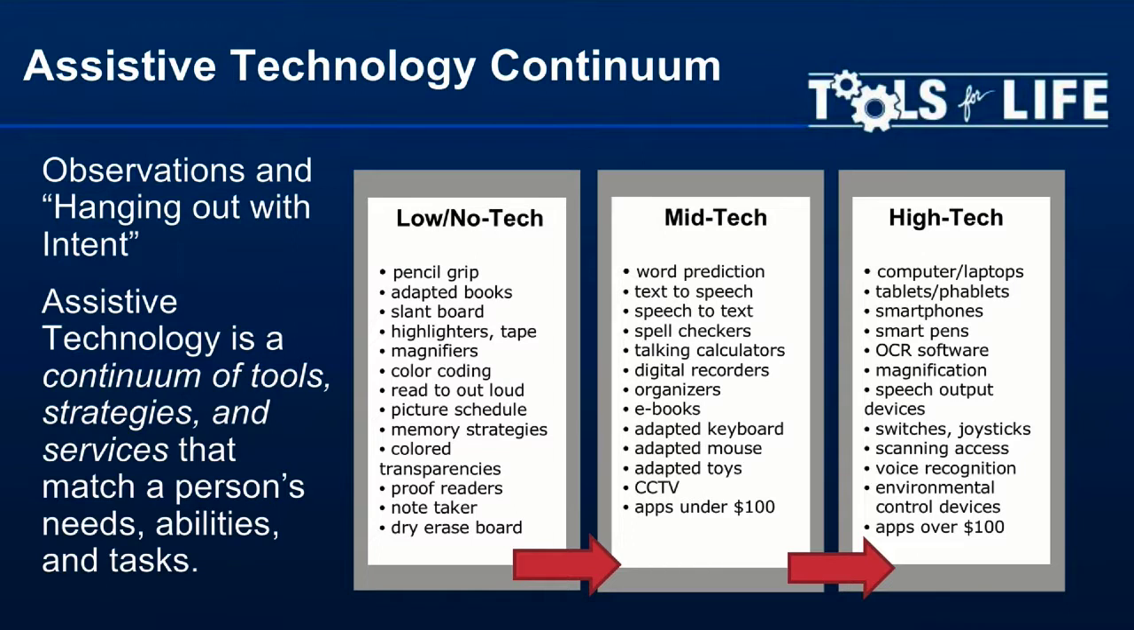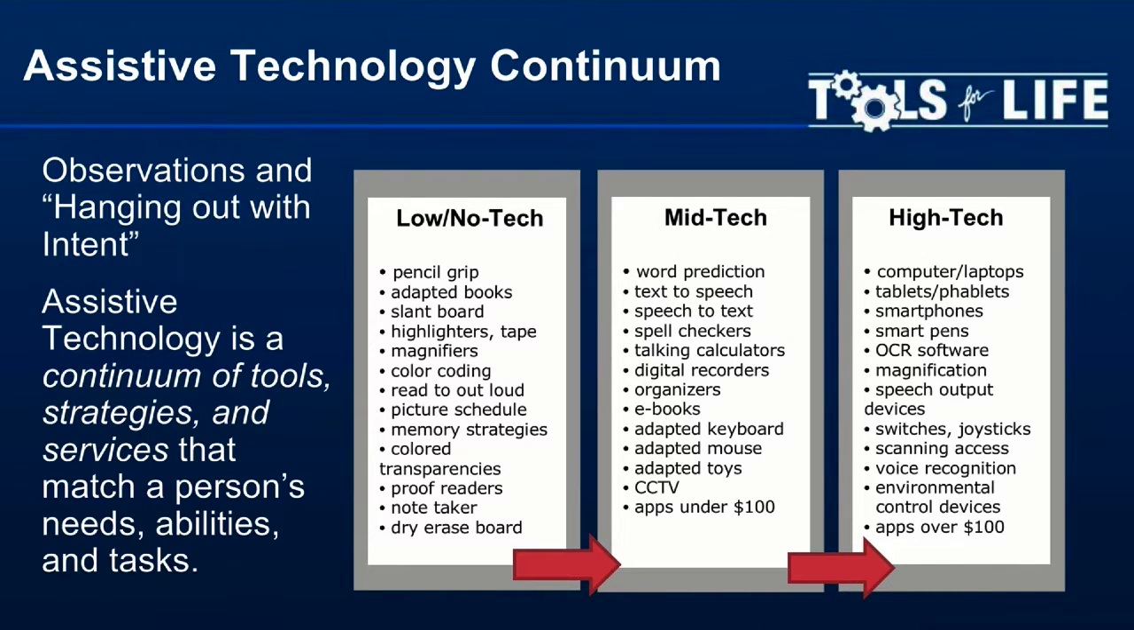And then lastly, we move towards high tech. So this is when we're talking about computers and laptops or tablets, smartphones, OCR software. OCR is optical character recognition. Magnification software, switches, joysticks, even power wheelchairs with multifunctions, scanning access, voice recognition, those environmental controls that Carolyn mentioned just earlier. And these would also include any apps that are over $100.